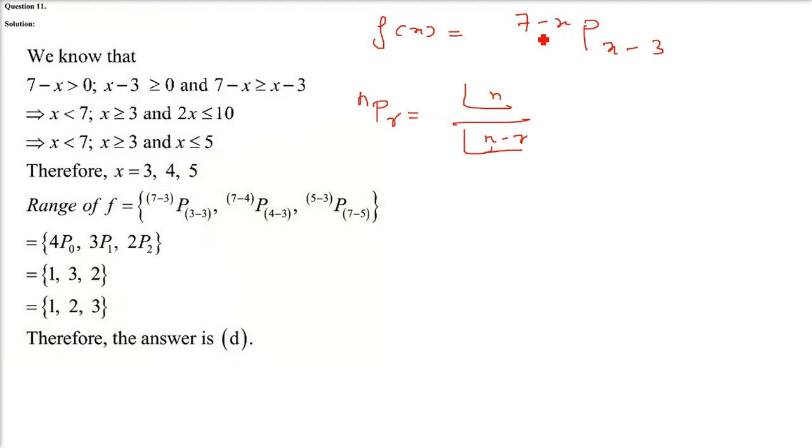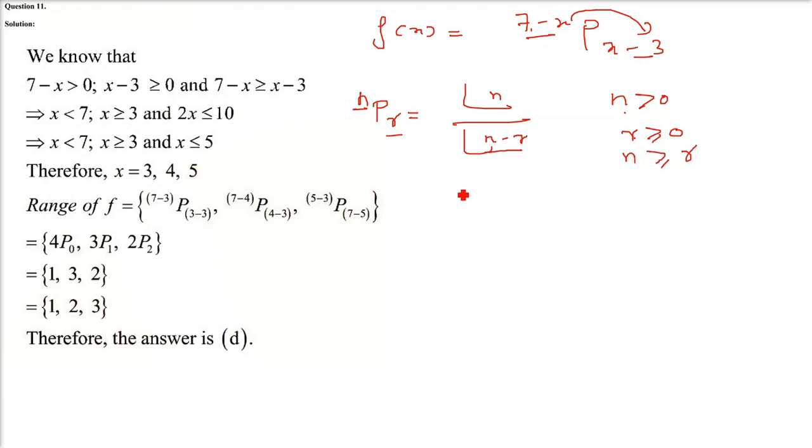There are certain conditions which this nPr or nCr has to follow. What are the conditions? We'll use these conditions in order to prove what we have been given. First, n has to be greater than 0, r should be greater than or equal to 0, and n should be greater than or equal to r. If nPr is your permutation, these three conditions should be met.